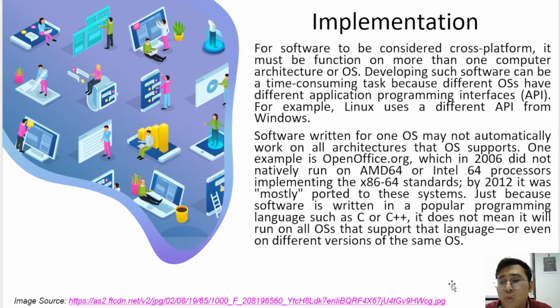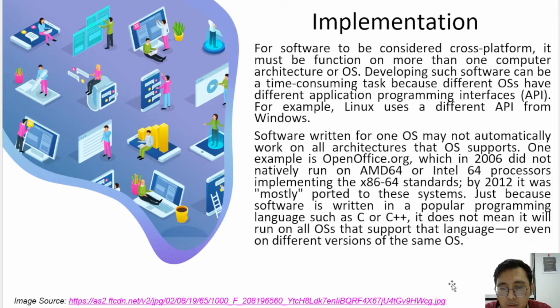Software written for one operating system may not automatically work on all architectures that the OS supports. For example, OpenOffice.org in 2006 did not natively run on the x64 architecture, which came from the AMD processor and is also used by Intel, where back then the implementation was only the x86 architecture standard, but by 2012 it was mostly ported to this kind of system.